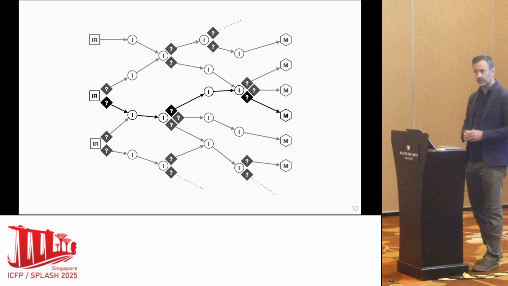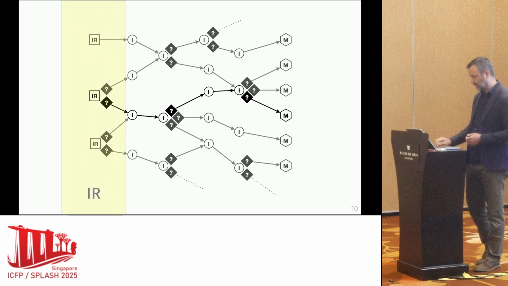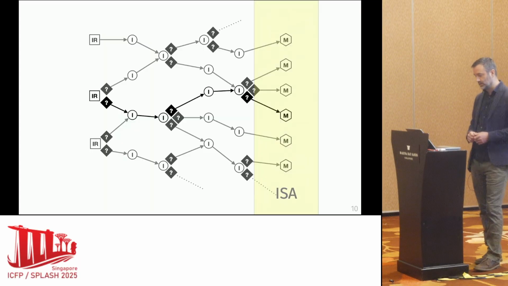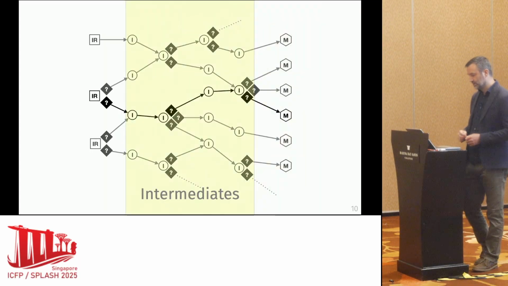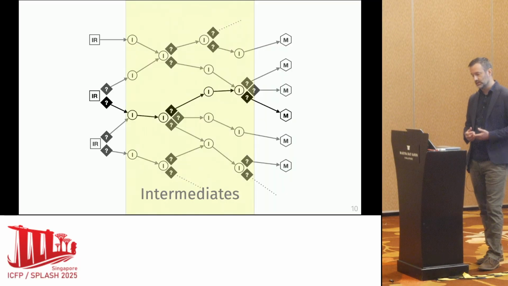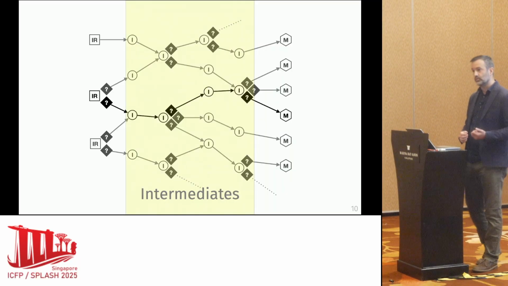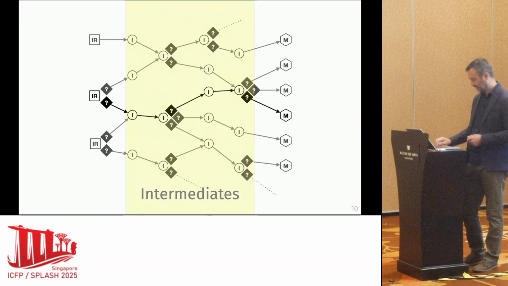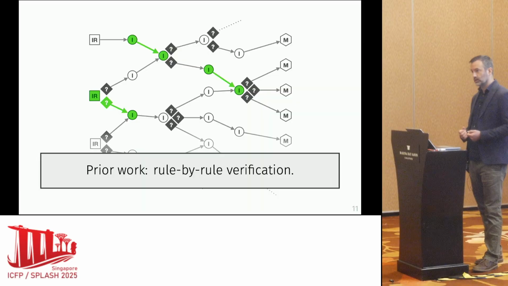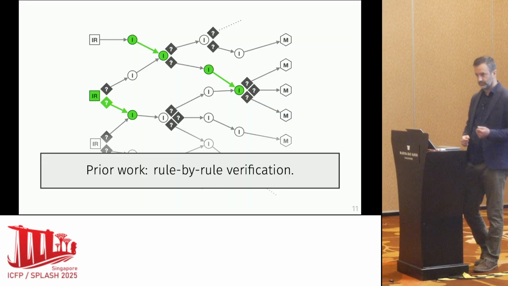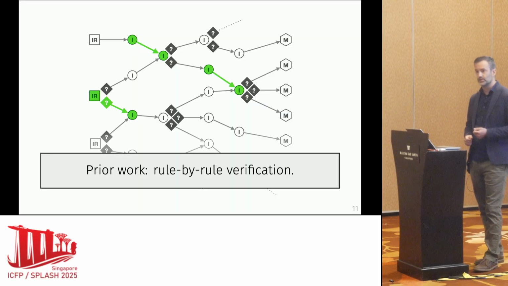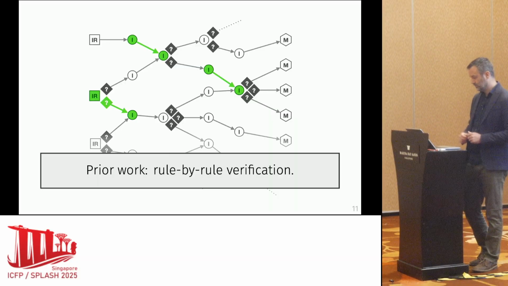We'll make this concrete later, but we'll think of instruction selection as a graph, where IR nodes enter on the left and are ultimately rewritten to ISA nodes. But crucially, this happens via a sequence of intermediates, which are governed by instruction selection rules. And prior work has taken the natural approach of verifying this rule by rule, where developers can handwrite specifications for the nodes, and the verifier can confirm that the edges preserve behavior.